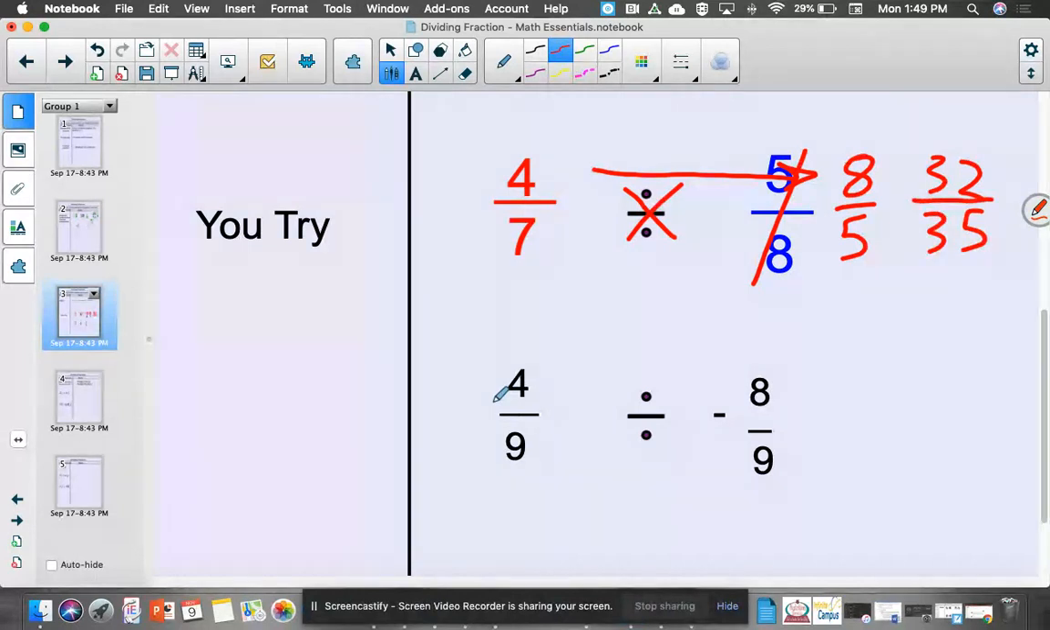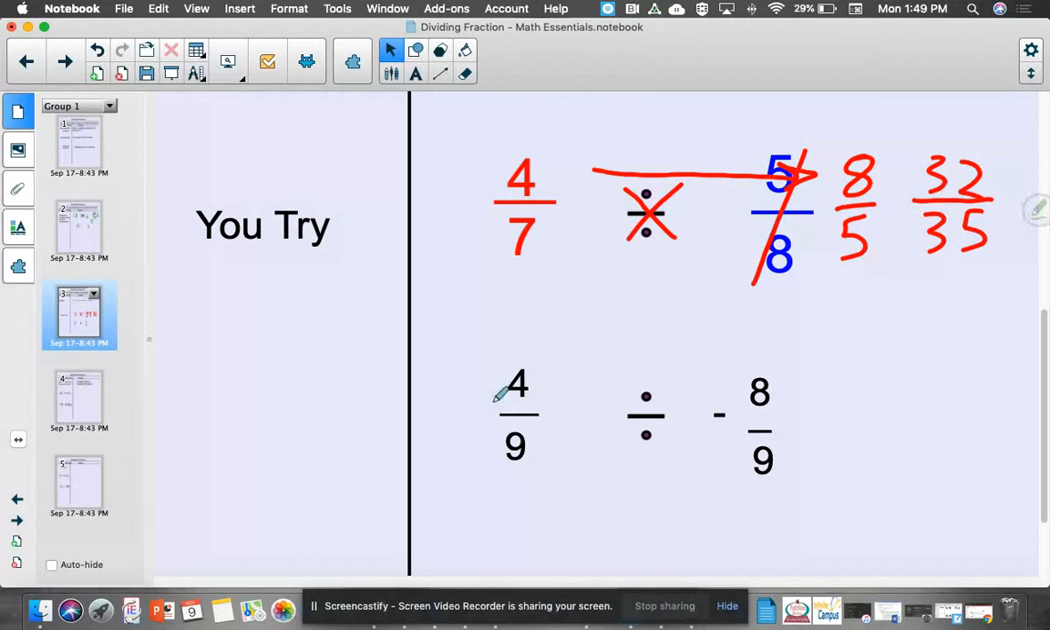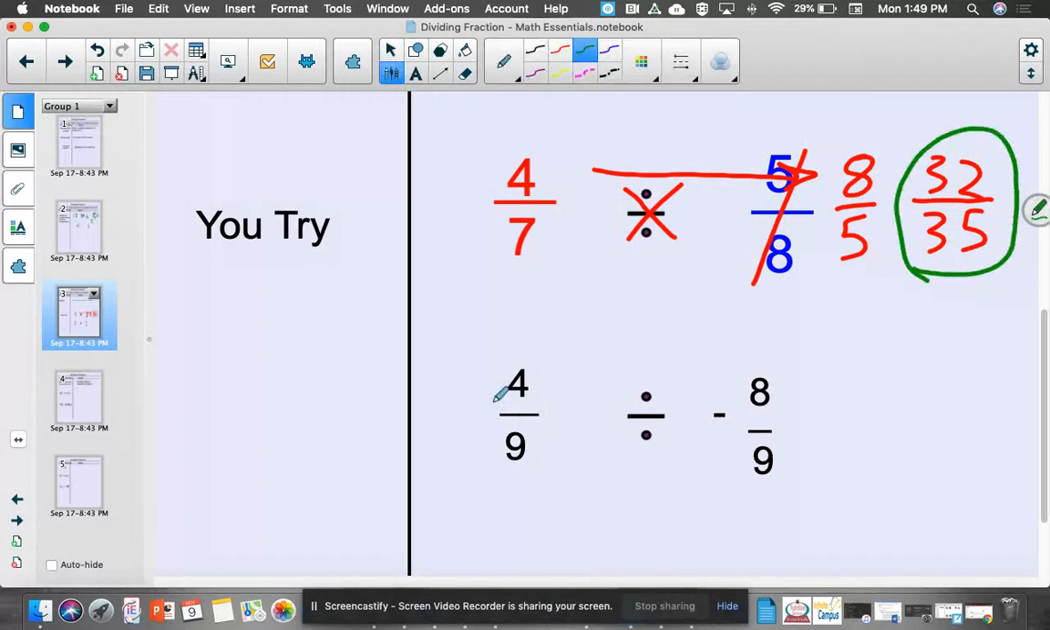Okay? Can we simplify this? So if you think about it, you have 32 and you have 35. So factors of 32 are 1, 2, 4, 8, and then 35 is 1, 5, 7. Nope. No common factor. So our answer is 32/35.